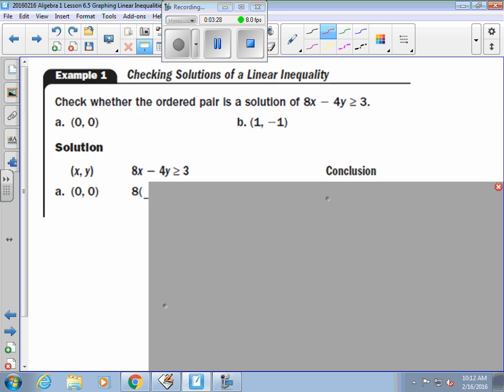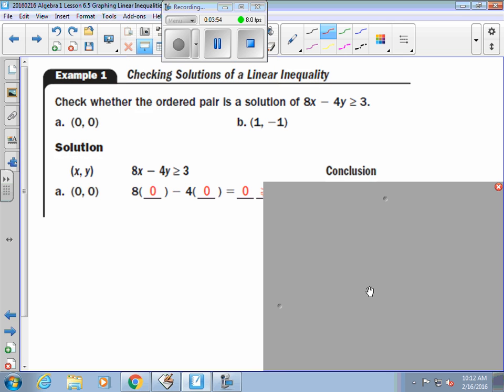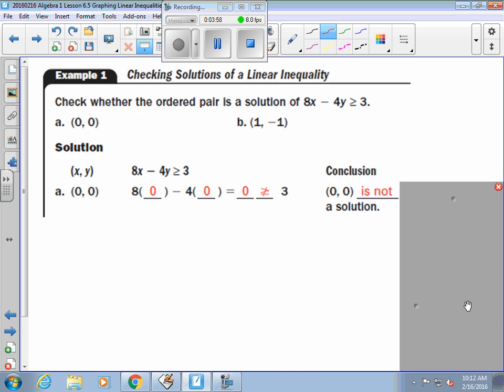Example number one is simply checking solutions. This ought to be extremely easy for you. Plug the numbers in, see if you get a true statement or not. 0, 0, again, that's the one we're almost always going to use unless it falls directly on the line. Instead of 8 times x, you got 8 times 0. Minus, instead of 4 times y, 4 times 0. Again, we know anything times 0 is 0. So that gives you 0, which is greater than or equal to 3. That is not a solution.